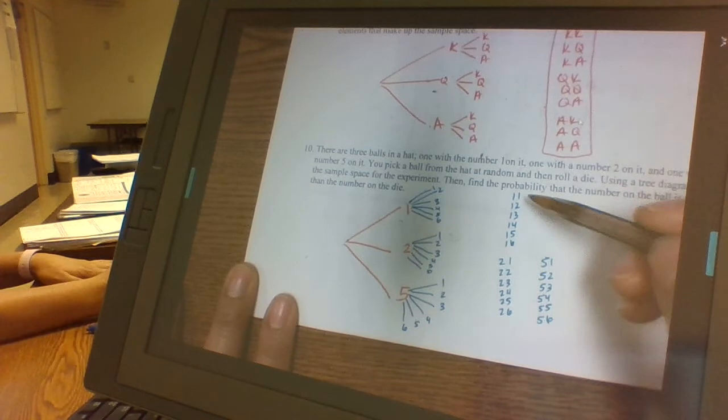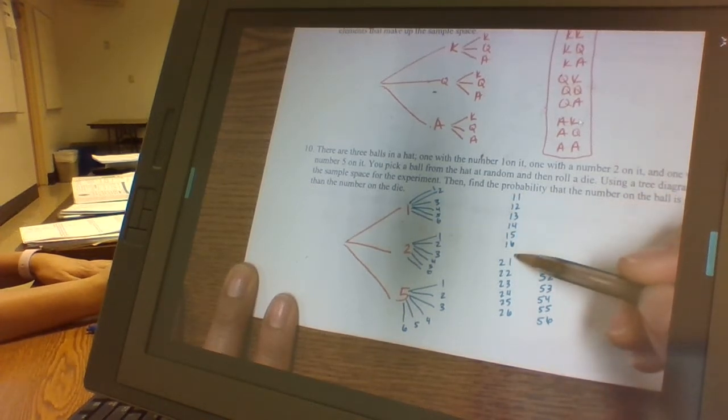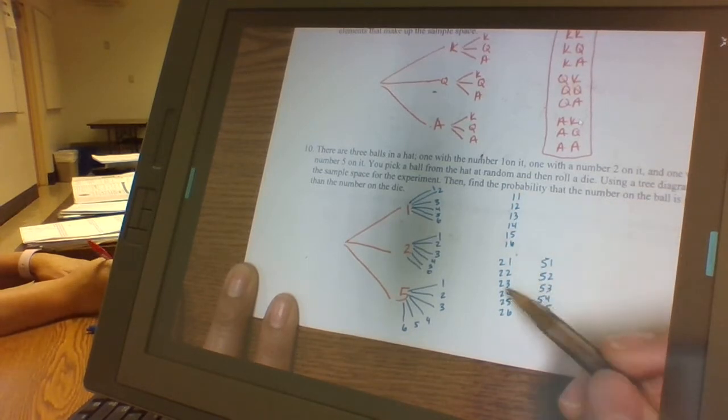So is the number on the ball, which is the first one, ever greater than the one on the dice? Yes. For the first section? No. For the second section, yes, only how many times? 2.